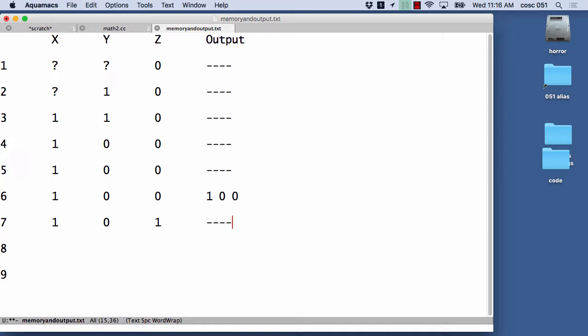Okay, z changes to be equal to x plus y. What's in the box named x? 1. What's in the box y? 0. So 1 plus 0 is 1. Easy enough. Now, let me ask you a question. Back in line 4, y was equal to z, wasn't it? So why doesn't y change to be equal to 1 here?